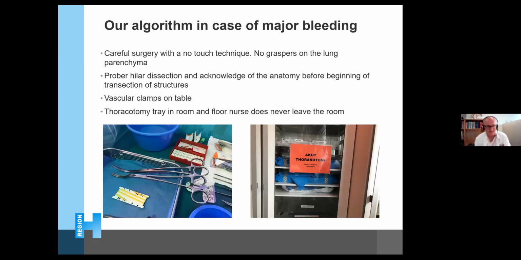In the case of major bleeding, we do have vascular clamps on the table, as you see on the left side. So we don't have the tray for open surgery there any longer. We have a conversion rate of less than 1% or 1% now. So we have the two vascular clamps at the table of the scrub nurse, and then have the tray with this red sign in the room, and the floor nurse must never leave the room. She should be there, ready to open this and hand it over within 1 minute, and then you can expand your tilt incision, and you can do a conversion within 1 minute if needed.